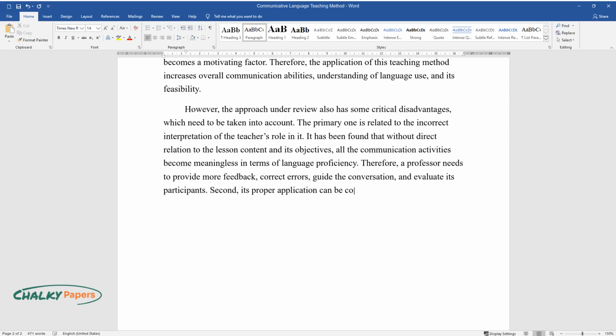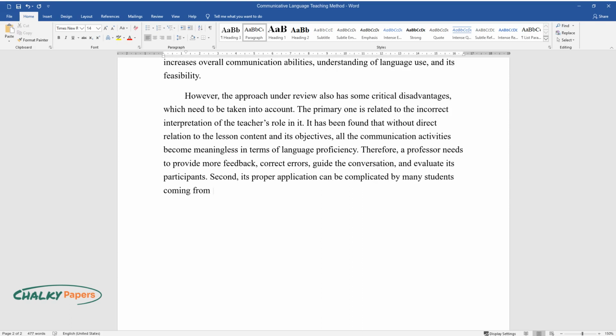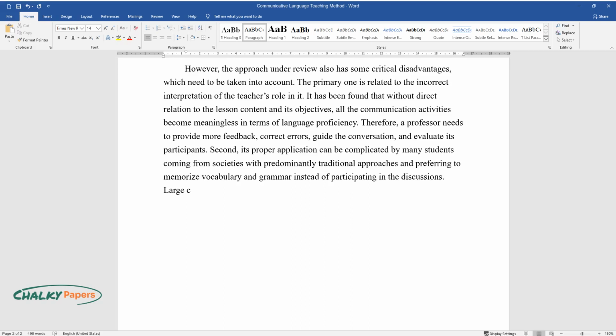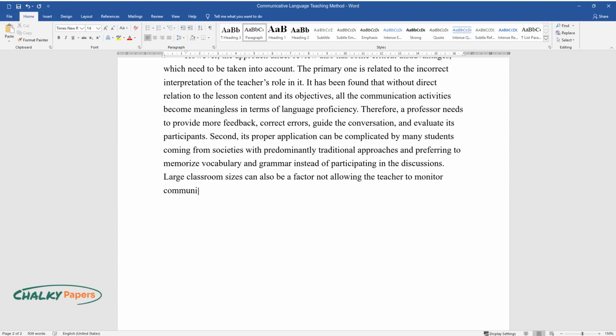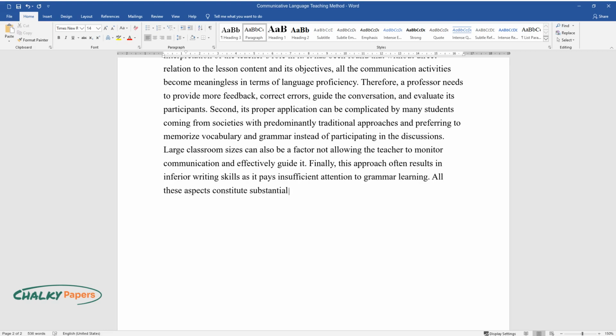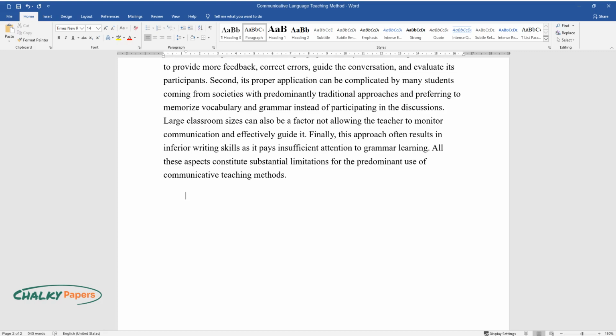Second, its proper application can be complicated by many students coming from societies with predominantly traditional approaches and preferring to memorize vocabulary and grammar instead of participating in the discussions. Large classroom sizes can also be a factor not allowing the teacher to monitor communication and effectively guide it. Finally, this approach often results in inferior writing skills as it pays insufficient attention to grammar learning. All these aspects constitute substantial limitations for the predominant use of communicative teaching methods.